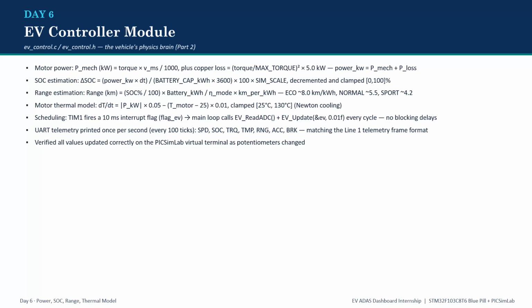All of this runs on a timer 1 interrupt flag firing every 10 milliseconds, which triggers reading the ADC and updating the entire EV model completely non-blocking. Every second I print the full telemetry line over UART. So we printed the speed, SOC, torque, temperature, range, accelerator, and brake percentages, and confirmed all the values by changing the values of the potentiometer.